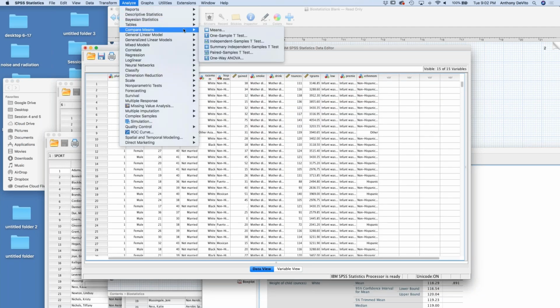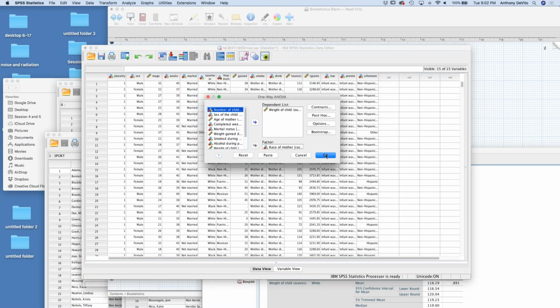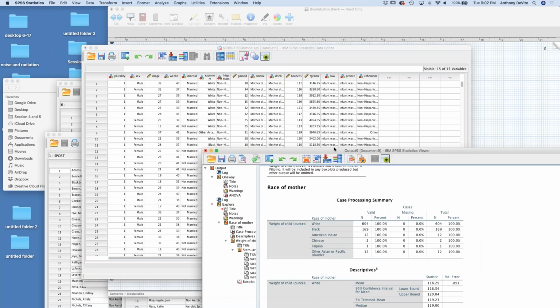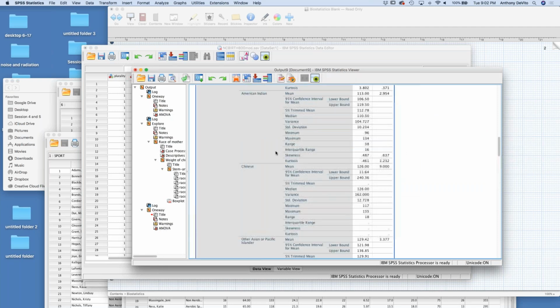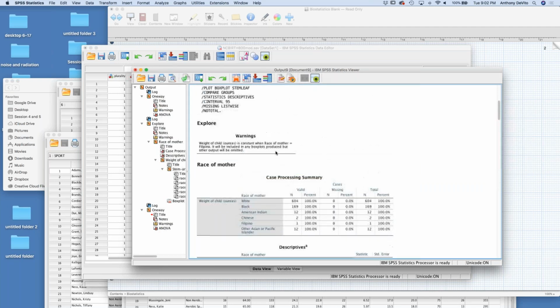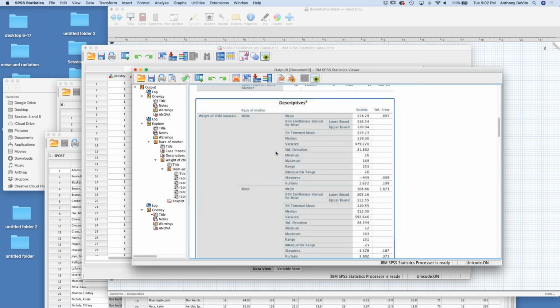Analyze, compare means, one-way analysis of variance. Now we only have 4 groups in race of the mother. I'm going to click OK. See if we still get that warning. Oh, we didn't get that warning this time. Okay, good. So let's see what we wound up with here.